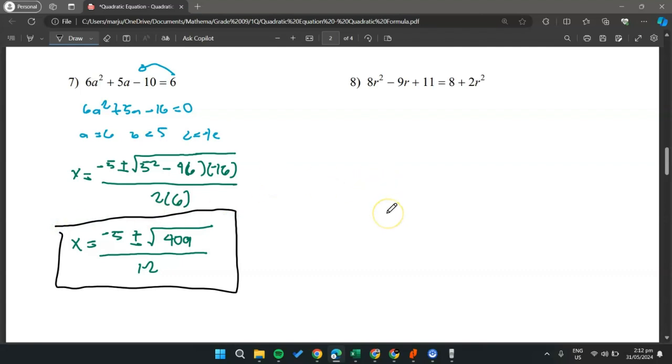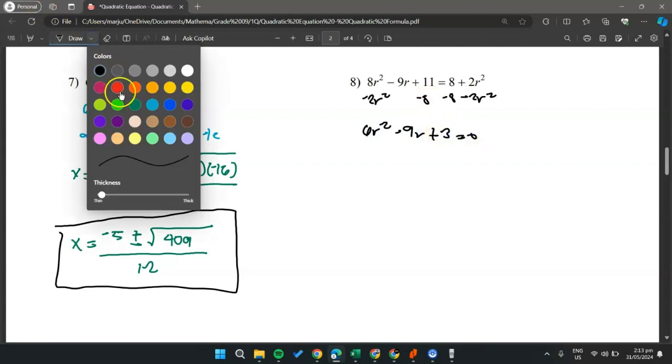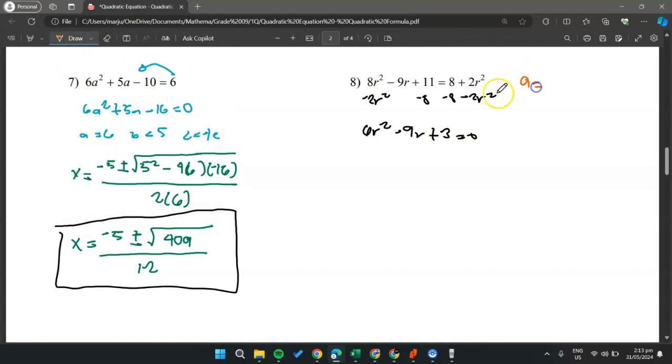Now let's do number 8, the last number. Here, again, we are going to combine like terms. We'll subtract 2r squared from both sides, and then subtract 8 from both sides. That should give us 6r squared minus 9r plus 3 equals 0. So our a is 6, our b is negative 9, and our c is 3.